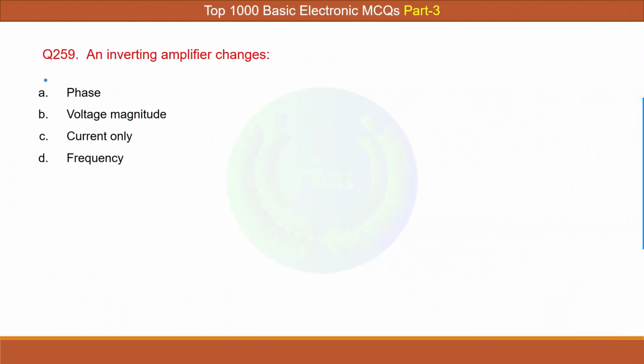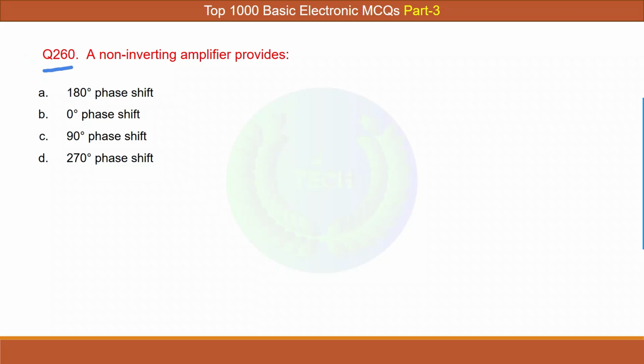Next question, question number 259. An inverting amplifier changes option A, phase, option B, voltage magnitude, option C, current only, option D, frequency. The answer is option A, phase.